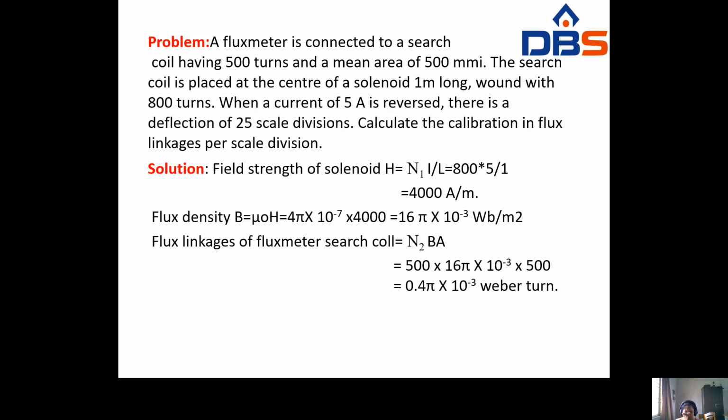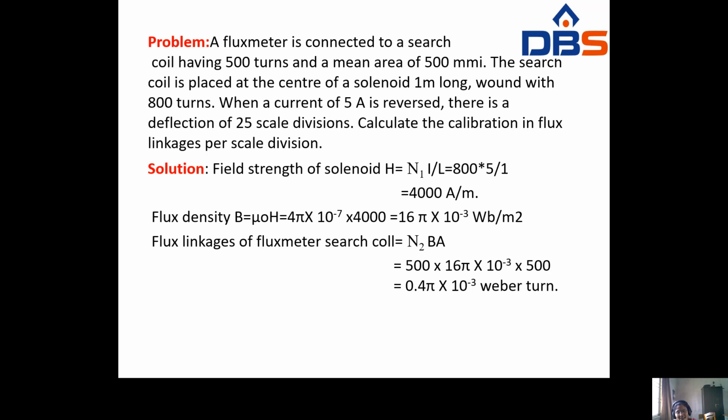Next, we will discuss one problem on the flux meter. A flux meter is connected to a search coil having 500 turns and an area of 500 mm. The search coil is placed at the center of a solenoid 1 meter long wound with 800 turns. When a current of 5 amperes is delivered, there is a deflection of 25 scale divisions. Calculate the calibration in flux linkages per scale division.